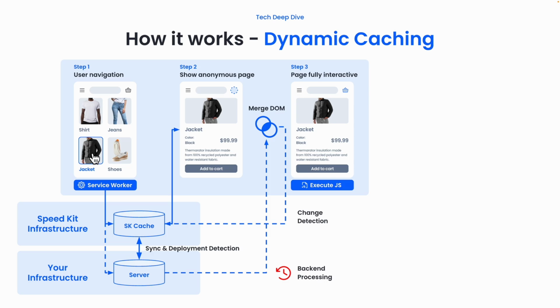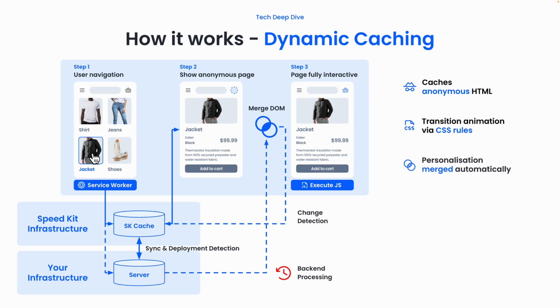To recap, SpeedKit caches anonymous HTML files. Hiding areas in the cached version is easily done via CSS. Personalization is merged automatically once the server response is received. Cache updates are crowdsourced via change detection, and the cache is rebuilt automatically after deployments.